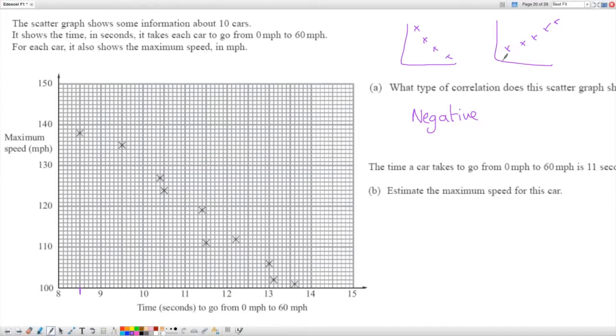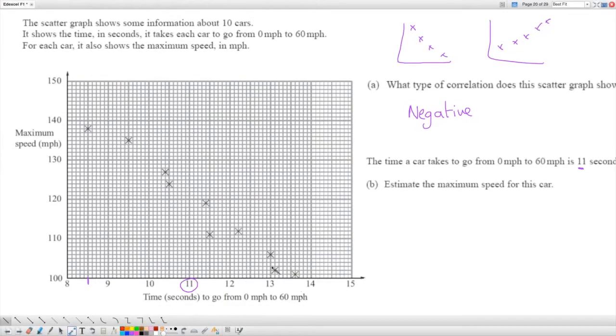For 2 marks, we're asked now: the time a car takes to go from 0 to 60 is 11 seconds. So finding 11 here, we then need to estimate the maximum speed for this car. You need to take your ruler out first and draw a straight line, a line of best fit.